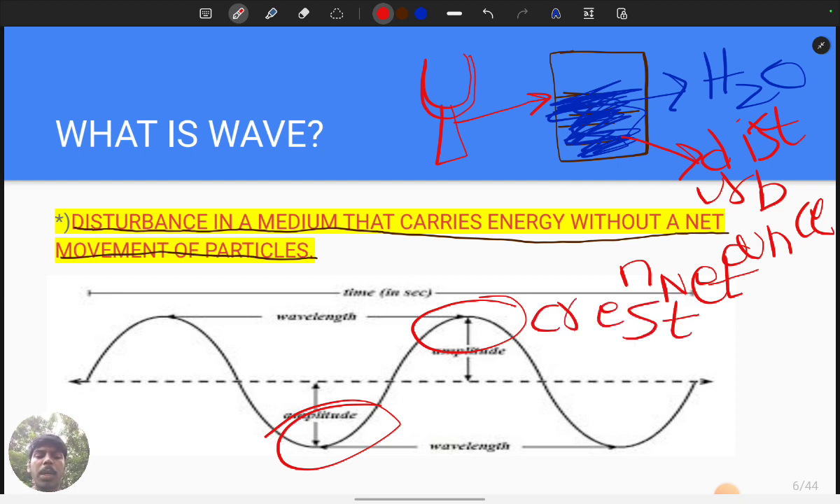What do we call it? Crest. And the lower one, when it goes below the mean position, let me say this is X and H, let me denote the mean position with O. O is the mean position. So here positive, here negative, let's take.